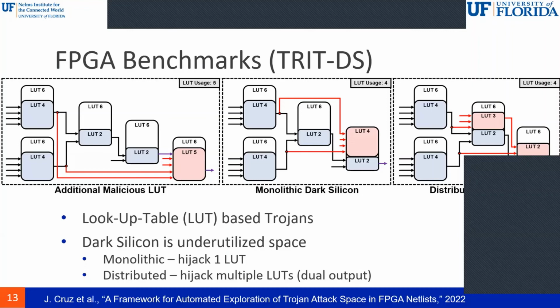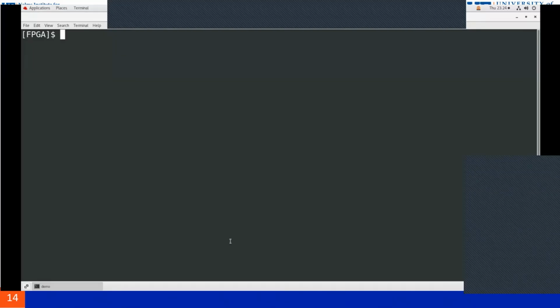So we'll go ahead with a video of the structure of the benchmarks that are currently available. Here, this is one of the DES benchmarks. We have normal, additional malicious LUT, then the timing-aware variant, then the dark silicon, and then the timing-aware variant. We'll first look at the additional malicious LUT.